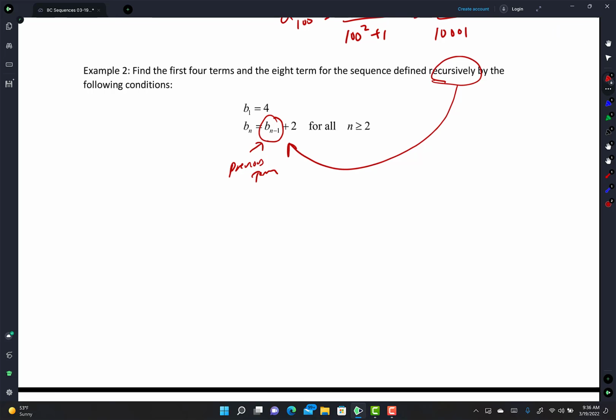So usually you state one of the terms, which is usually the first one. It doesn't have to be, but it's usually the first one that they give you. And then the next one is like, okay, here's how you find the next term.